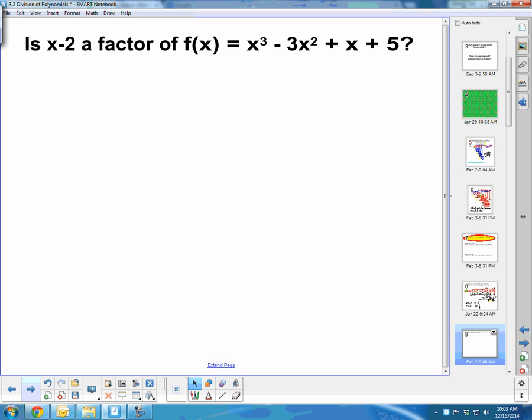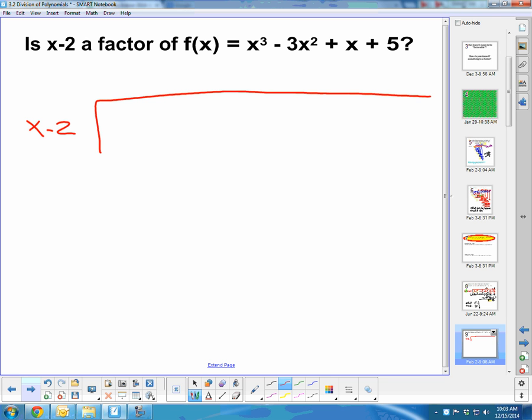Another subtraction, another division problem here, worded a little differently. Is x minus 2 a factor of the cubic function given by f of x? So really we're asking, is the remainder 0? And the only way I know if the remainder is 0 is if I perform the division. So in this particular case, I've got this linear divisor, x minus 2, and I've got this long cubic, x cubed minus 3x squared plus x plus 5.